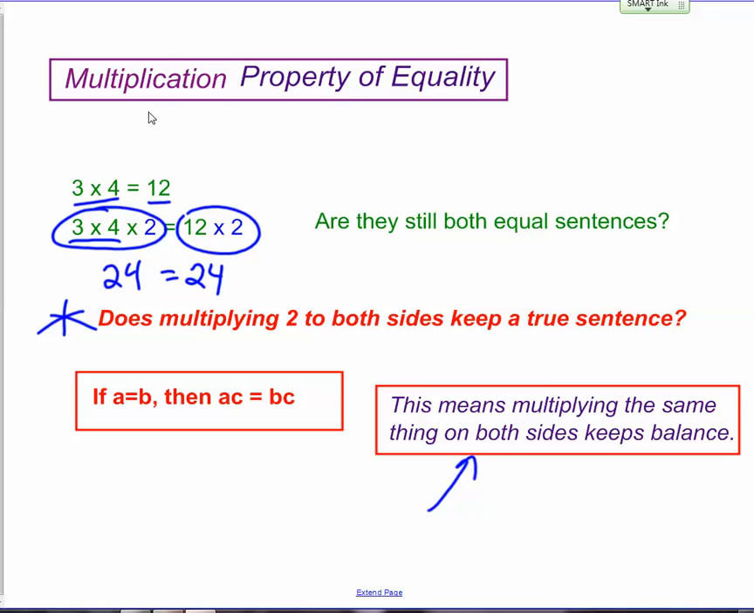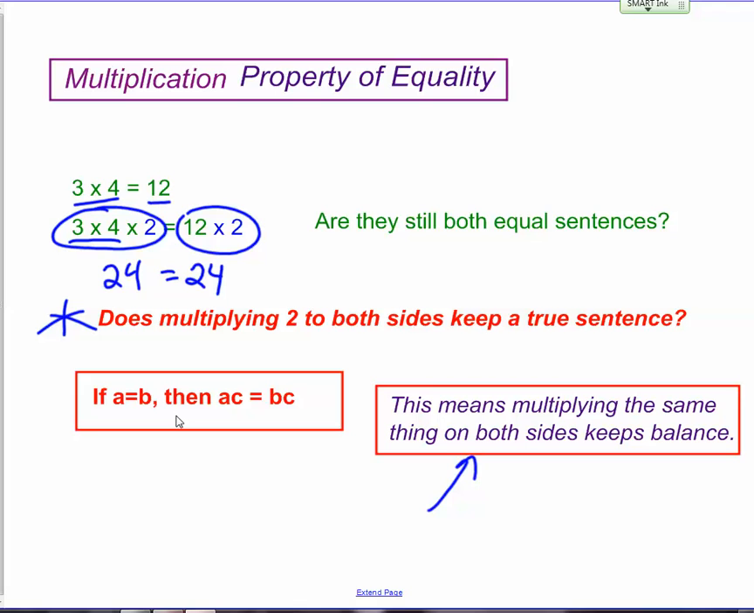Okay, the multiplication property of equality. So this is really simple. If 3 times 4 is 12, which it is, then the multiplication property of equality says I can multiply the left side of this equation by 2, and I can multiply the right side by 2, and it doesn't change the fact that this is balanced. So this is 12, 12 times 2 is 24. This is 12, 12 times 2 is 24. So multiplying both sides by the same number keeps a true balanced equation.